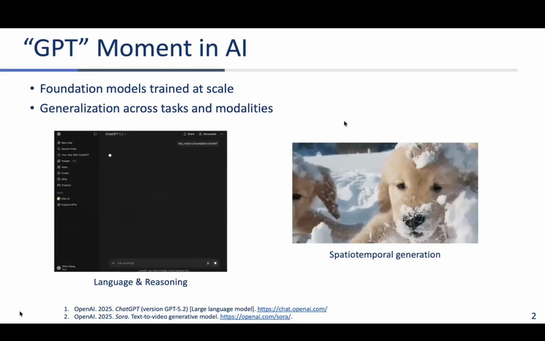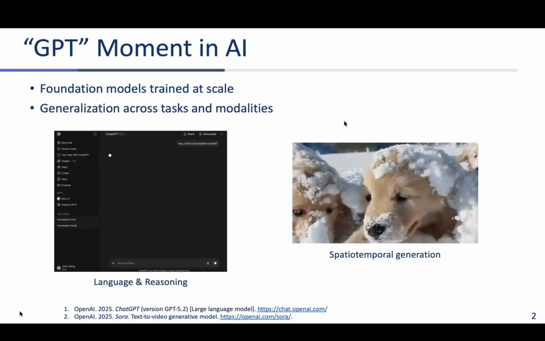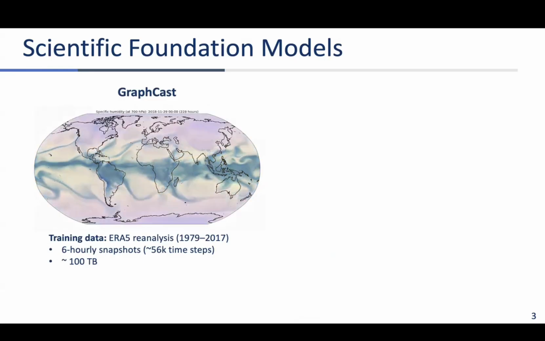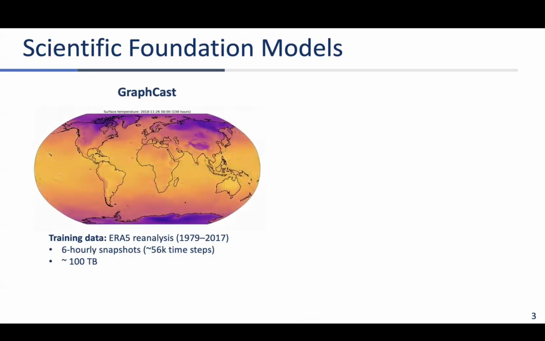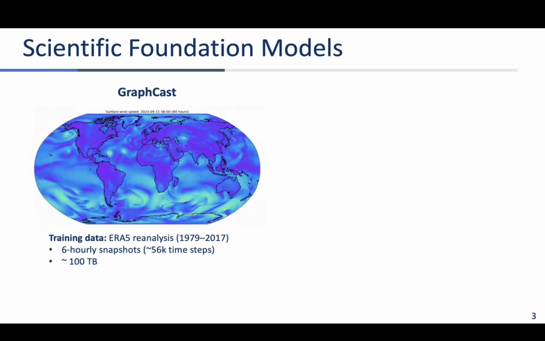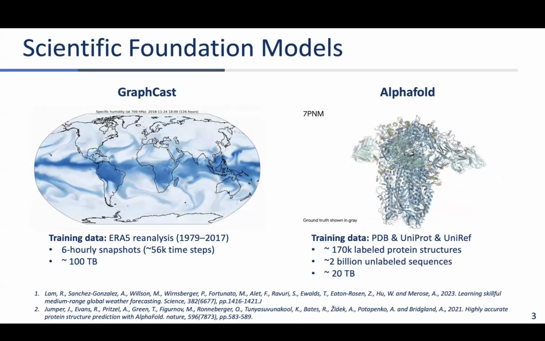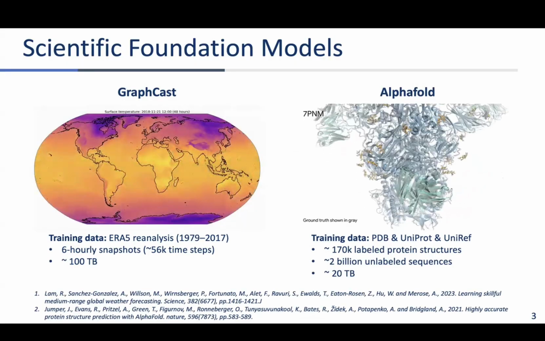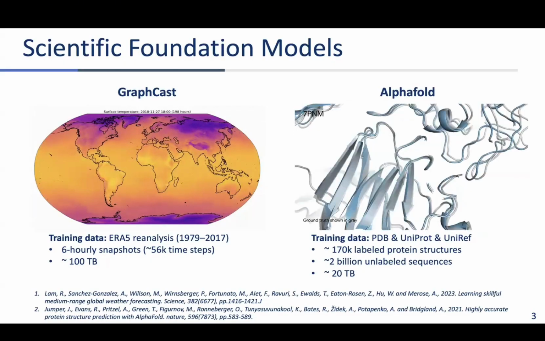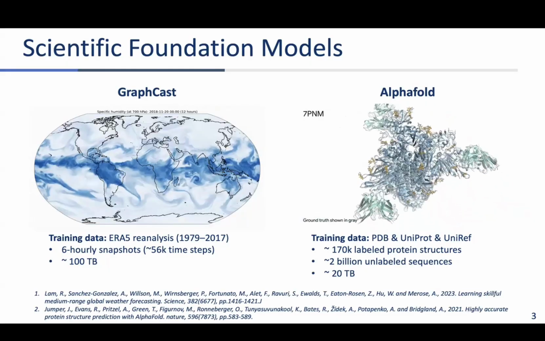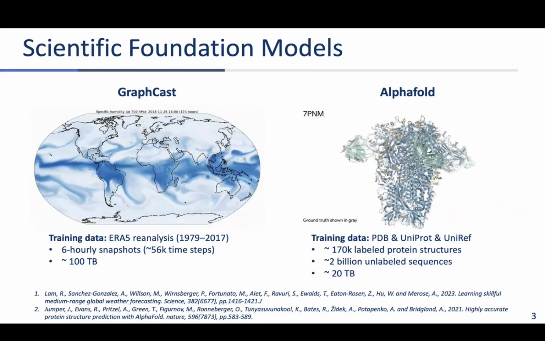In fact, similar ideas have begun to emerge in the scientific domains. In the next slides, I want to highlight several early successful examples. The first example I want to show is GraphCast. It's a weather foundation model that learns the global weather dynamics. Then moving forward to the biology domain, another foundation model I want to show is AlphaFold. We can use it to predict protein structures. Both models are trained with massive available datasets, but more importantly, they indicate the possibility of building foundation models for the scientific domains.